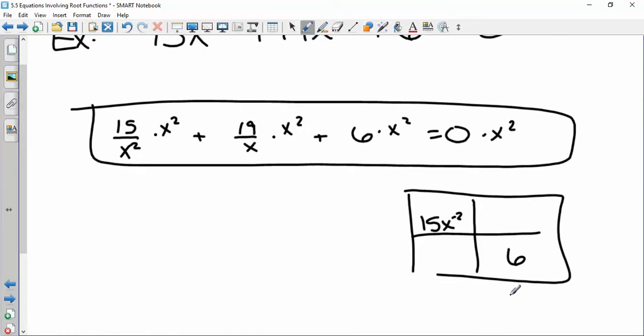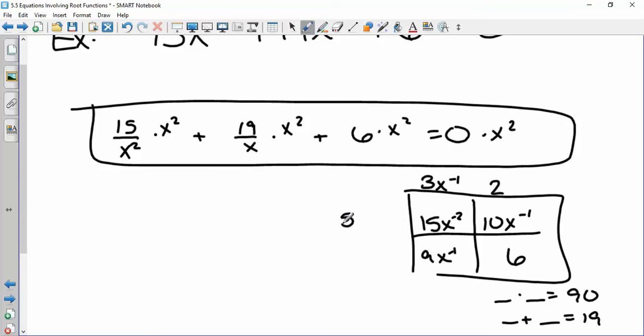So 15 times 6 would be 90, so I need two things that multiply to 90 and add to 19. What would that be? 9 and 10. Okay, so when we factor these, we get 3x to the negative 1 and 2, 5x to the negative 1 and 3.